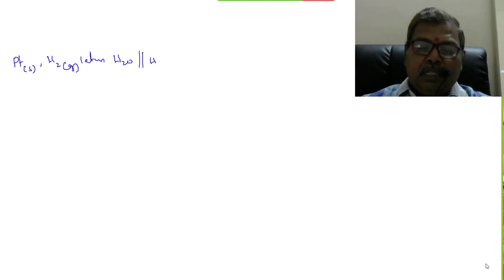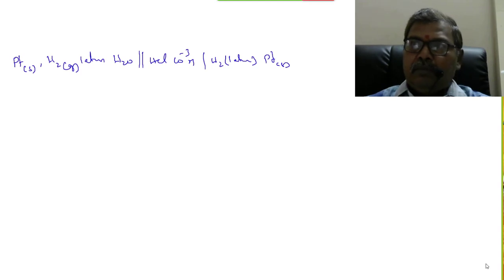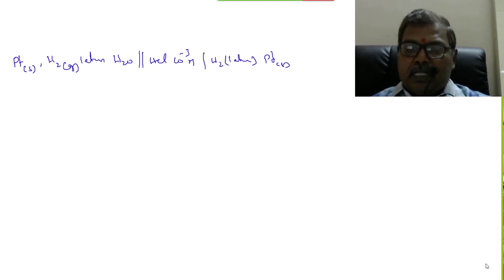Pt solid, hydrogen gas 1 atmosphere pressure, H2O, HCl 10 power minus 3 molar, H2 1 atmosphere pressure, platinum solid. Right? Now see here, hydrogen gas is in contact with water in the anode half cell.